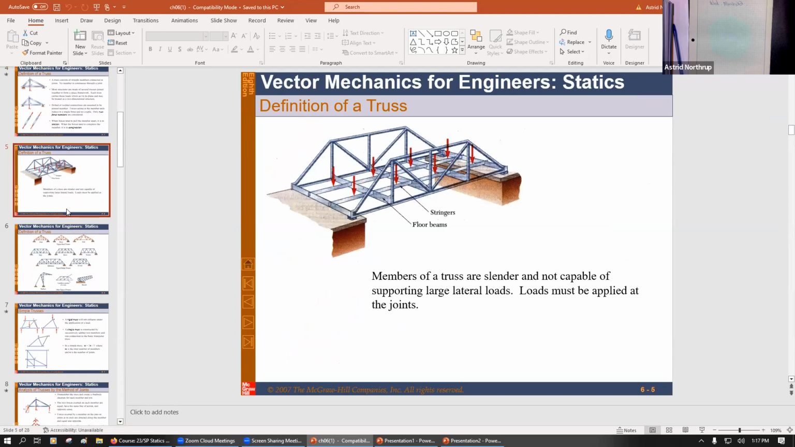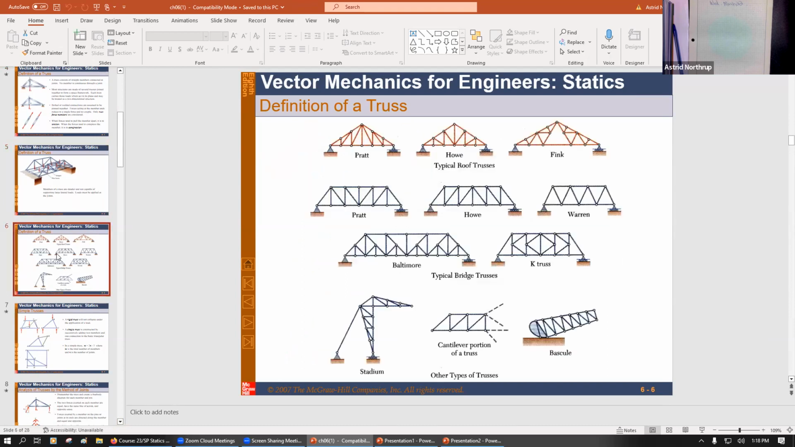So as it says here, this is a three-dimensional truss. Members of a truss are slender and are not capable of supporting large lateral loads. Load must be applied at the joints. Okay, so that's just the way trusses work.